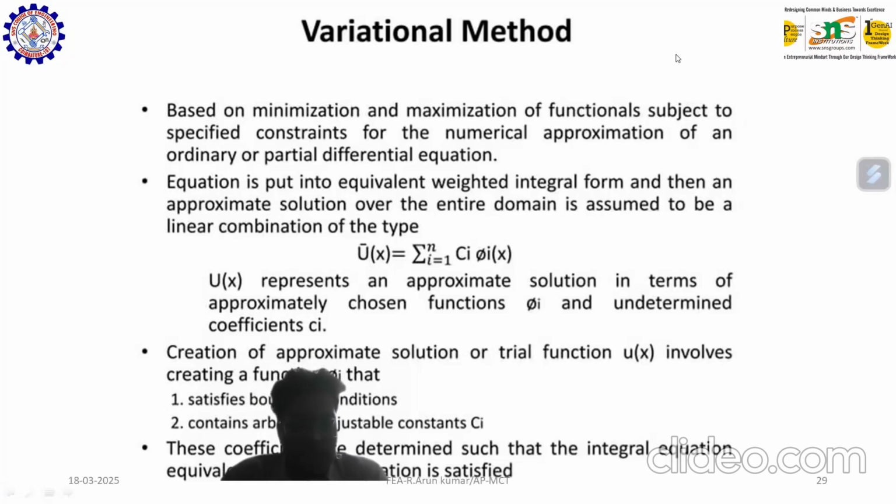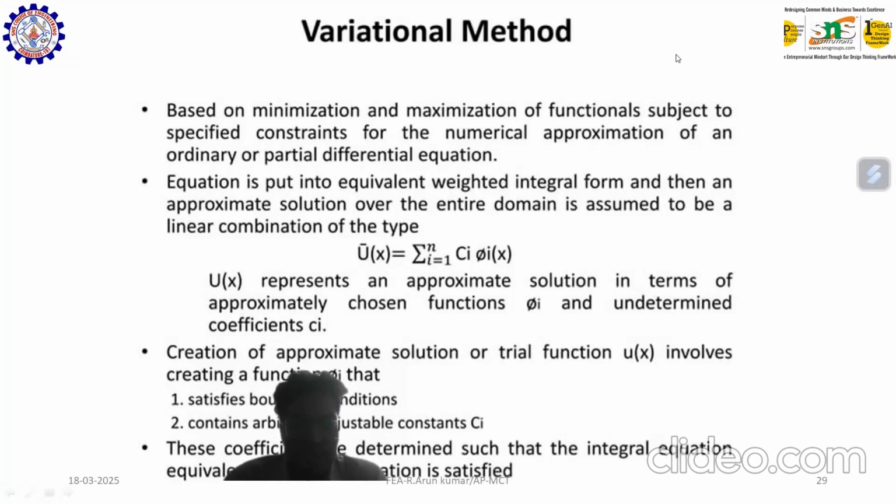Based upon minimizing and maximizing the function objectives, we specify the constraints for the numerical approximation of ordinary or partial differential equations. So these equations are put into the equivalent weighted residual integral form, and then the approximate solution over the entire domain is assumed to be a linear combination of this type. For example, u of x is equal to the summation of i equals 1 to n, ci phi i of x.